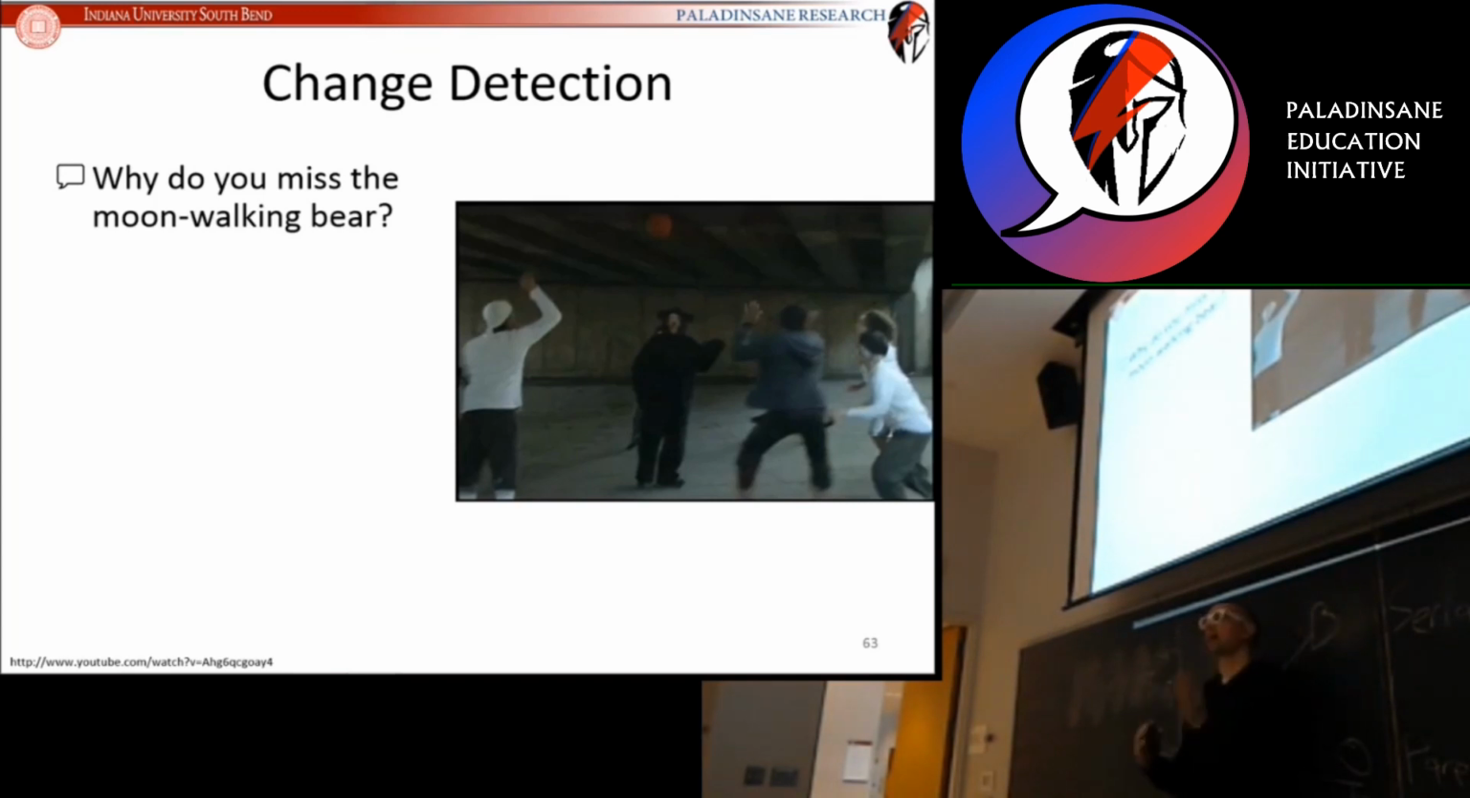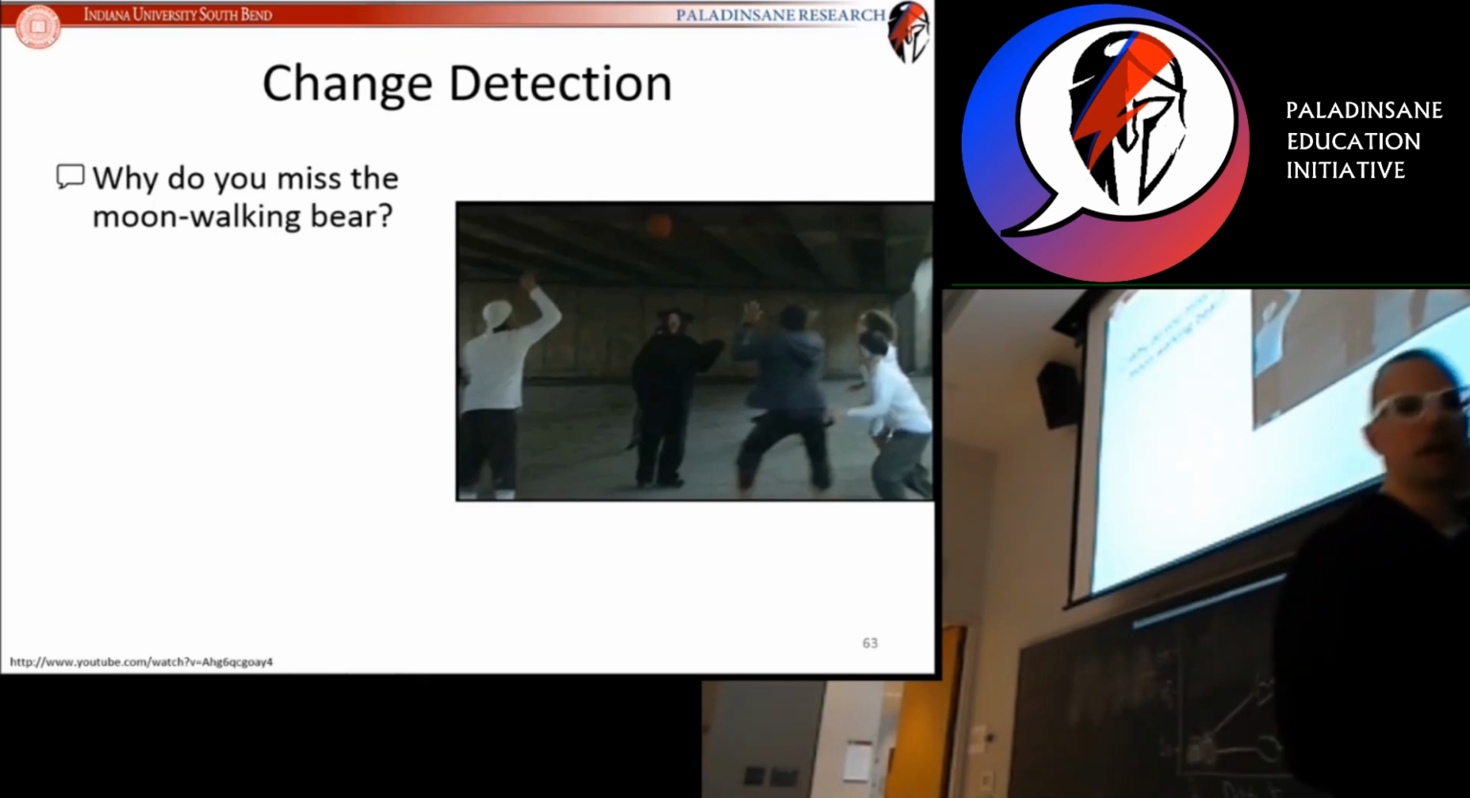And then you have attention that was going to grab your attention, such as a moonwalking bear, which is a weird thing to see, but that was minimized. That ability for that moonwalking bear to grab your attention was minimized because you were asked to pay attention to a different set of stimuli.